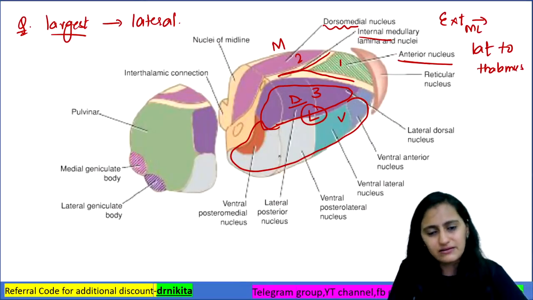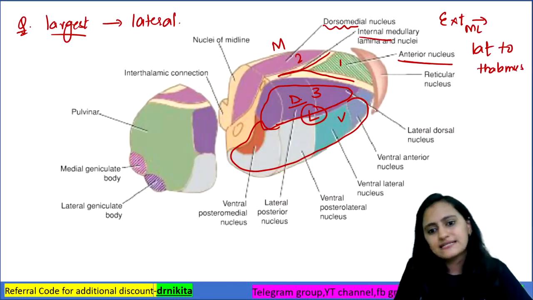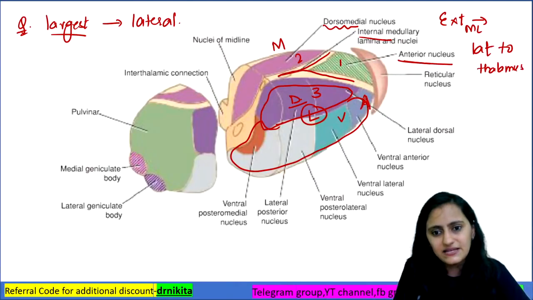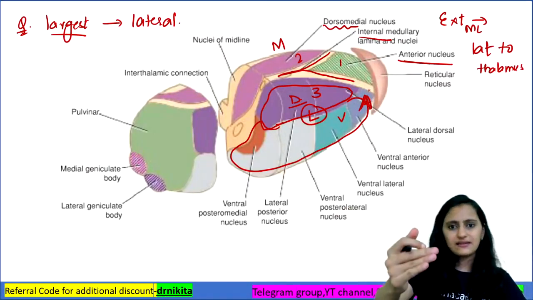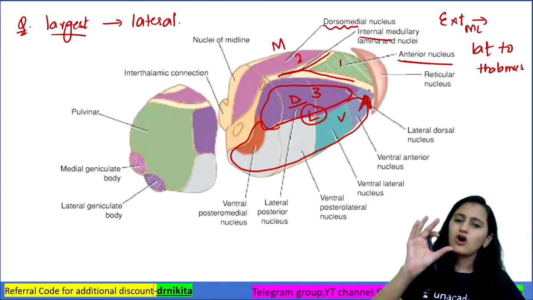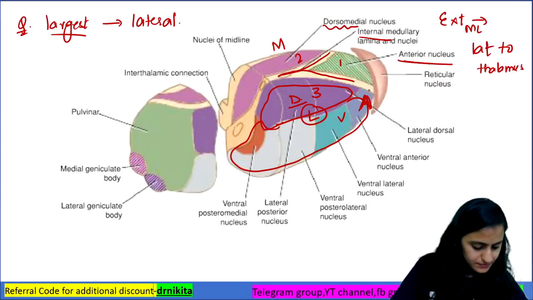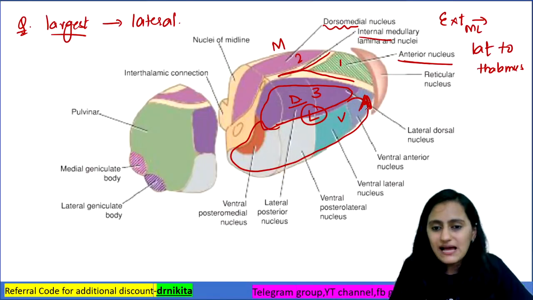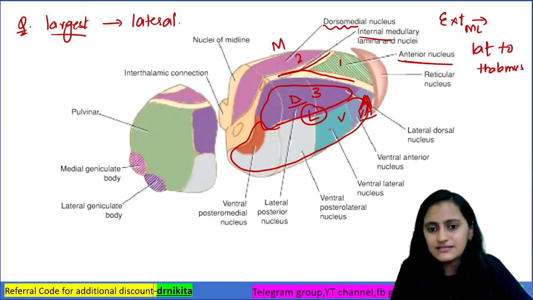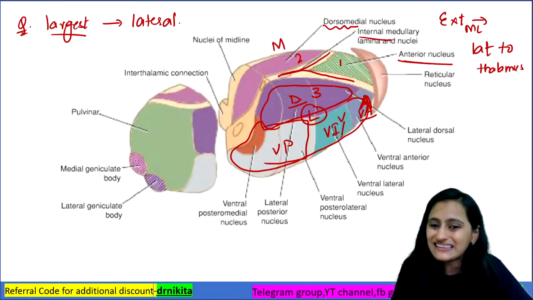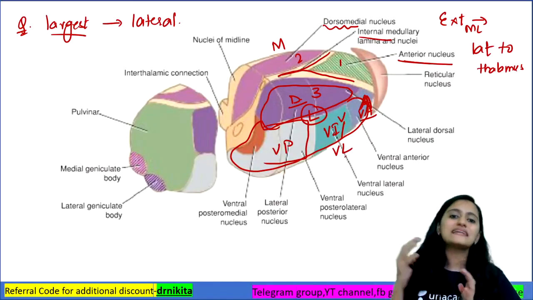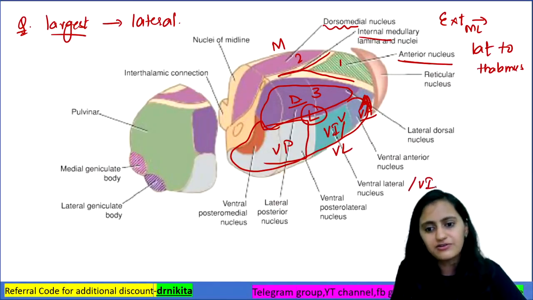Now in the ventral tier, in the lateral part, okay, so you can see that the front-most is anterior, the back-most will be posterior, and in between there will be intermediate. So you will have the ventral anterior nucleus at the front, at the back you can see the ventral posterior, and in the middle it is ventral intermediate, or it is also called ventral lateral. Okay, so ventral lateral or ventral intermediate.